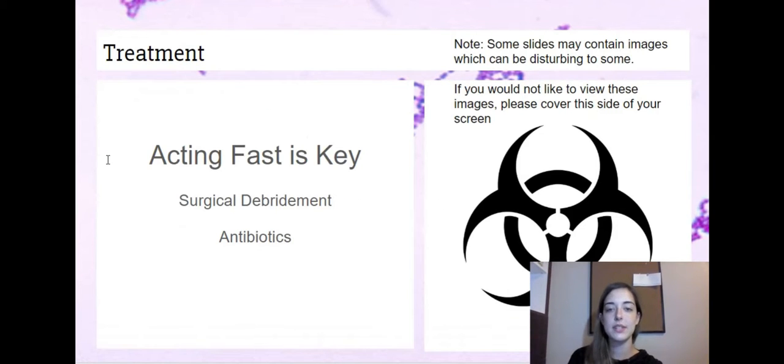For the next few slides, graphic images of Jackson Storm's surgery and wound repair will be shown. Please take a moment to pause and cover the right side of your screen if you do not wish to see them.